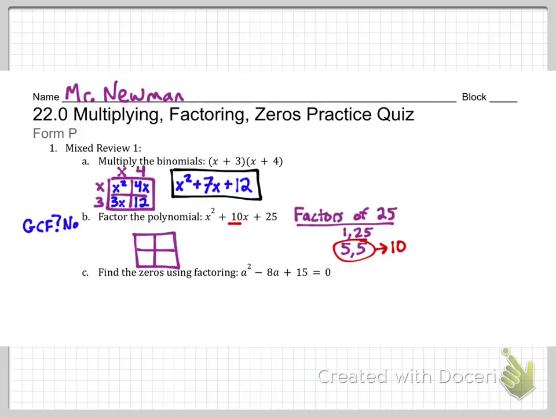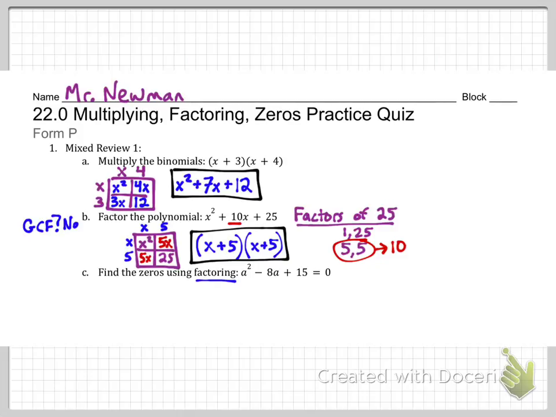So, let's draw our box and put the first and last term top left and bottom right. Then we're going to put 5x and 5x bottom left and top right. Then we find the GCF of each of those, and that's x and 5, and then x and 5. So our factor is x plus 5 times x plus 5. There's our answer.